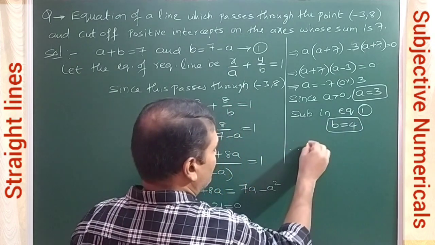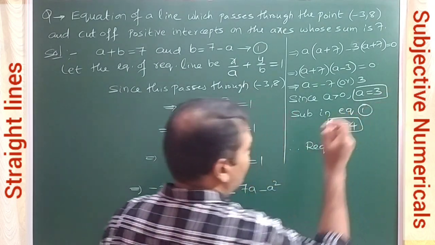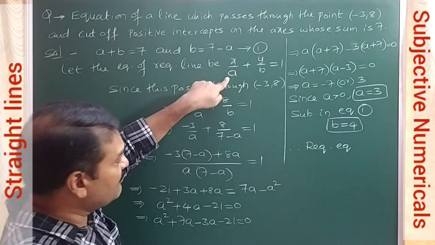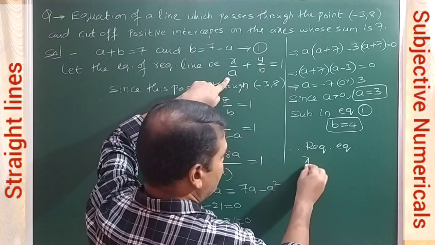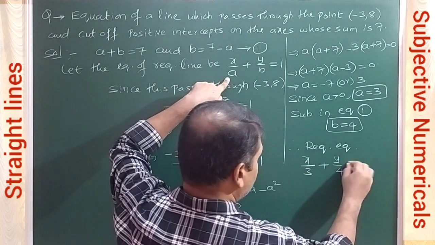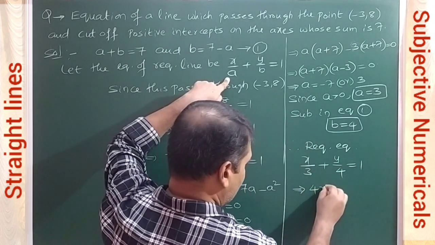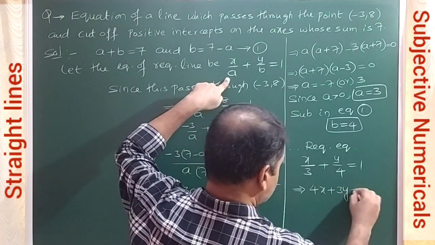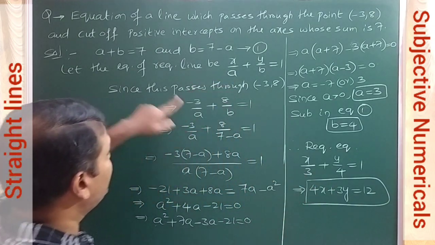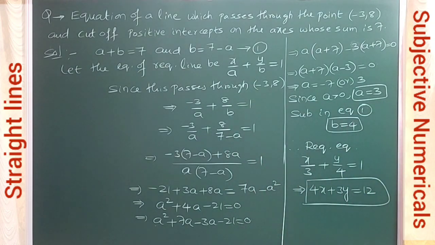So therefore, since we got the intercepts as 3 and 4, this is the intercept form of the equation of the line, where a is 3, b is 4. So what is the equation now? x by 3 plus y by 4 is equal to 1. So when you take LCM and simplify, we will get 4x plus 3y is equal to 12. So this is the required equation of the straight line, cutting off positive intercepts whose sum is 7.